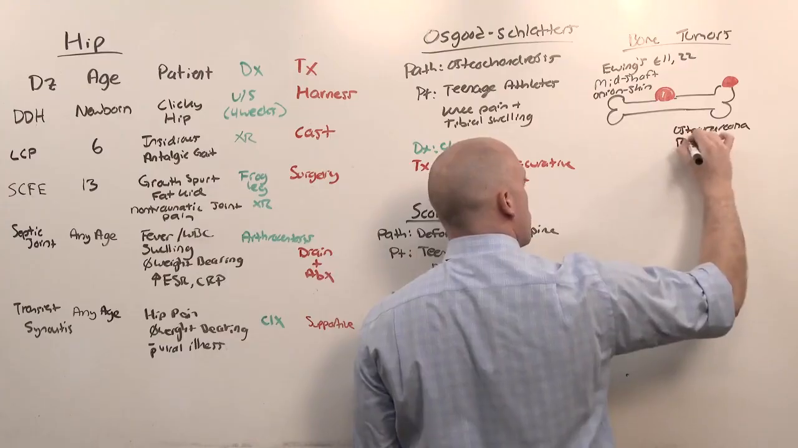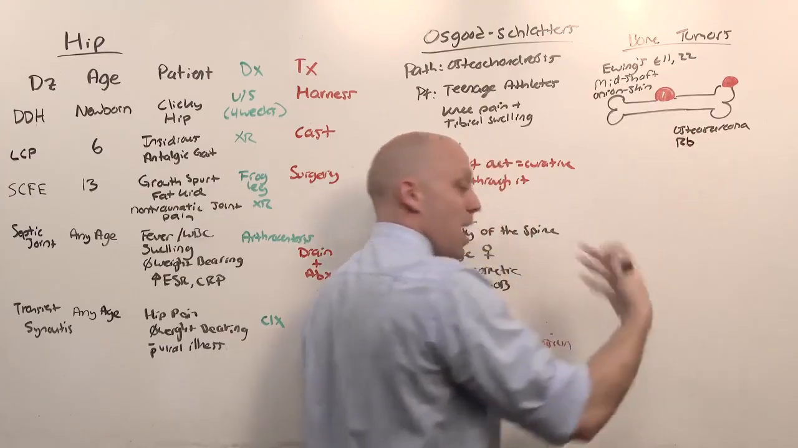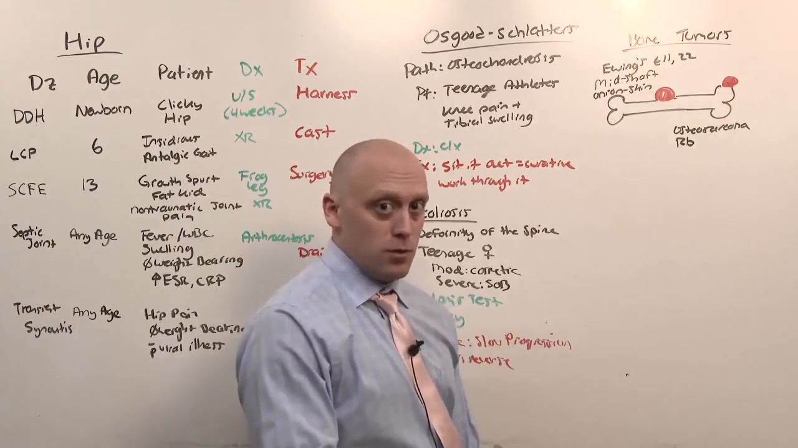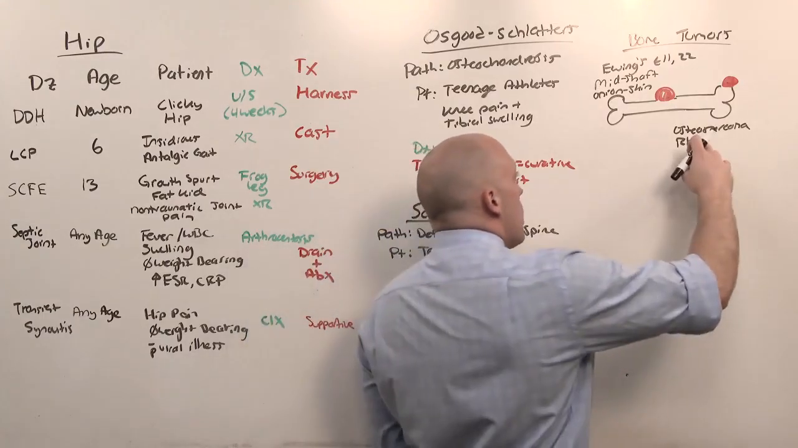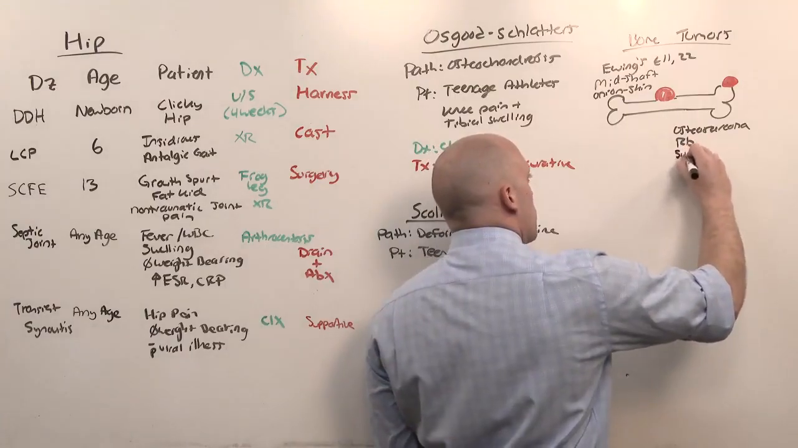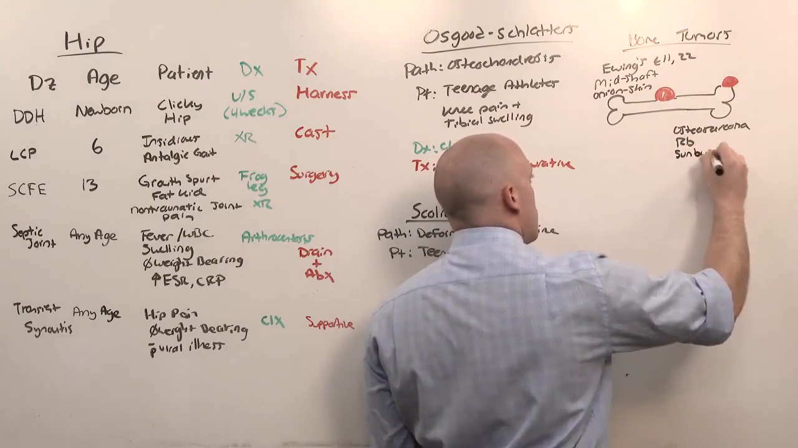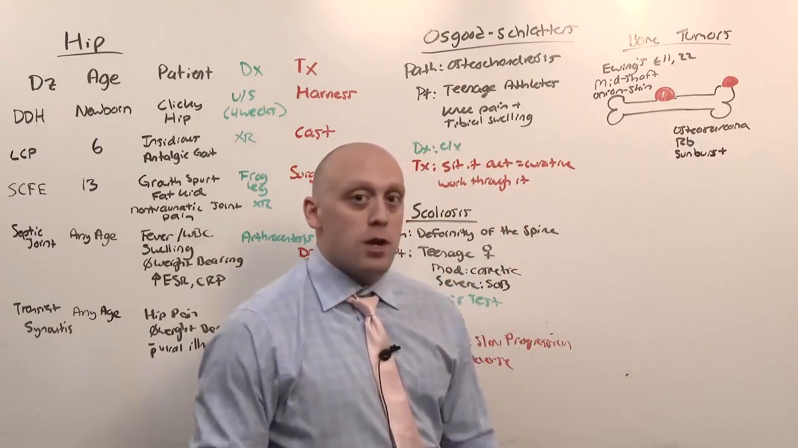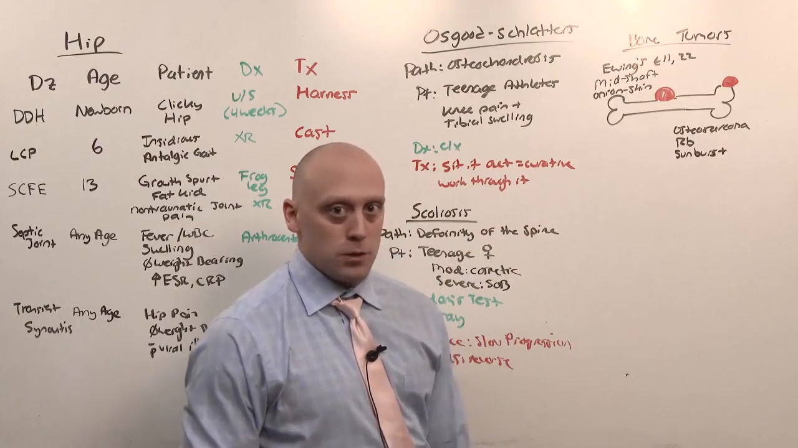Osteosarcoma is associated with the retinoblastoma gene, and they may actually have had retinoblastoma on the first day of life. And you're going to look for a sunburst pattern. Sunburst pattern on the x-ray on the distal femur, retinoblastoma.